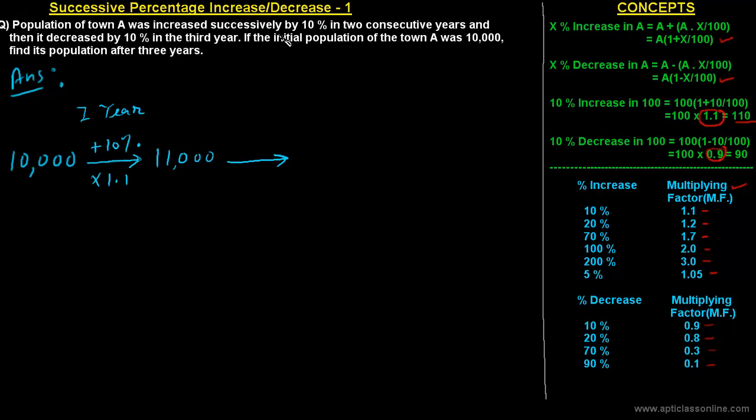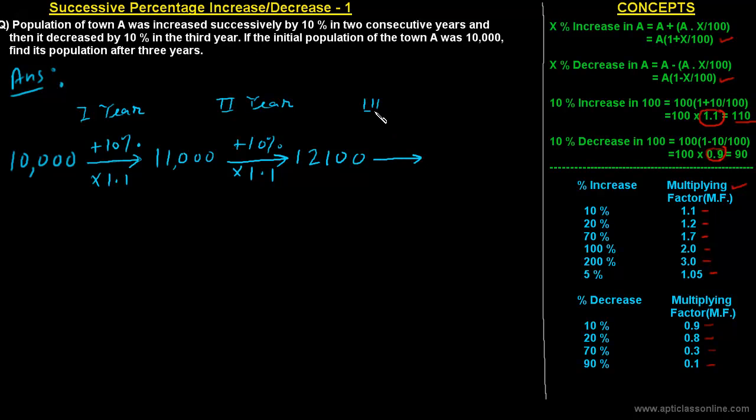Then it says that the population was increased successively by 10% in 2 consecutive years. So that means in the second year also it increased by 10%. So again it has to be multiplied with 1.1 because the multiplying factor for 10% increase is 1.1. So 11,000 multiplied by 1.1 is 11 into 11 is 121. So it is 12100.